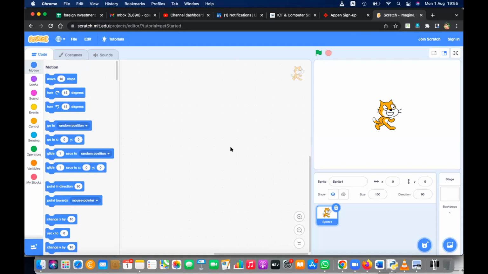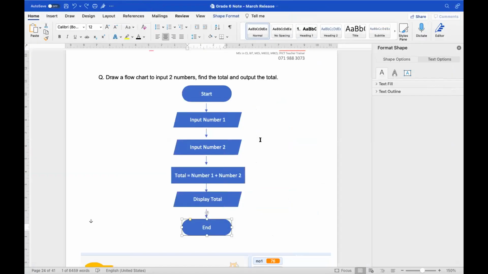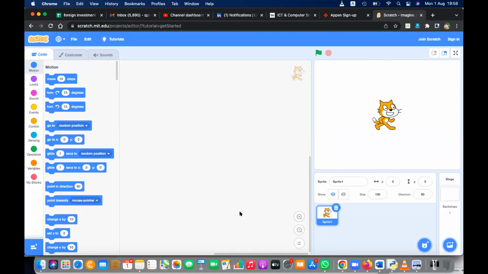So there is a small green color window called tutorial. You can close that. So please load this interface. I'll show you how to convert this problem, that is adding 2 numbers and displaying the total, to a workable code.